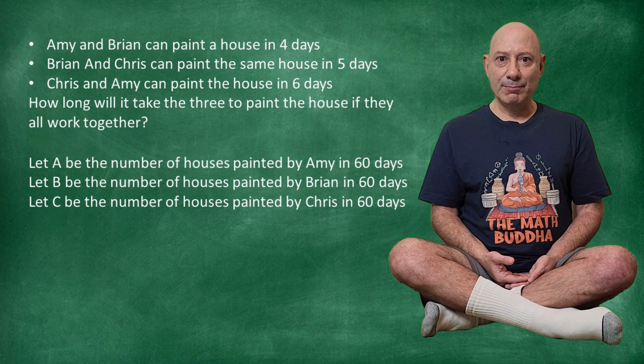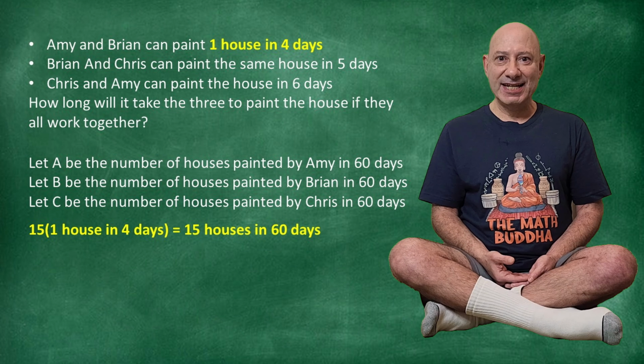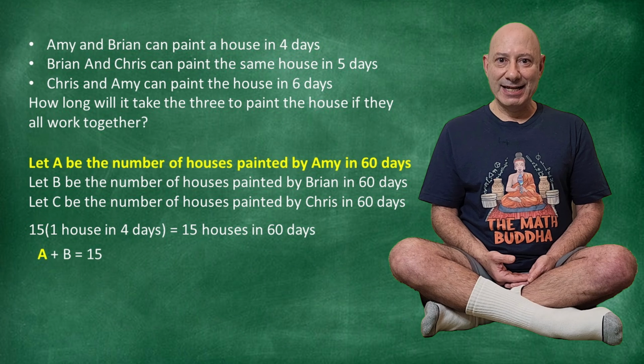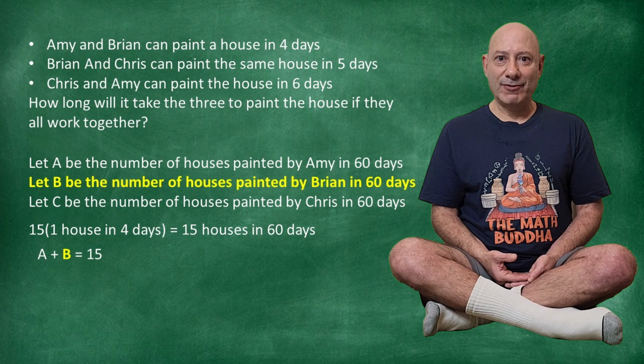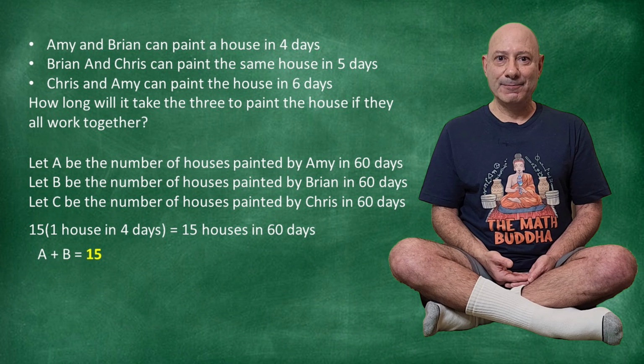We are told that Amy and Brian paint a house in 4 days. That means that they will paint 15 houses in 60 days. We just multiply through by 15. And the way that translates is A, the number of houses painted by Amy in 60 days, plus B, the number of houses painted by Brian in 60 days, equals 15.